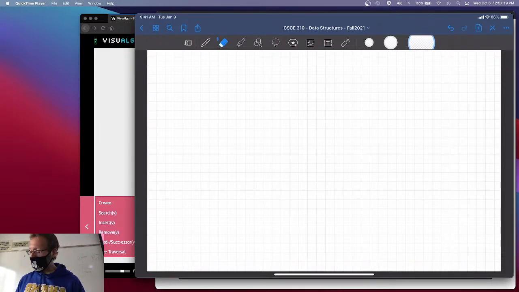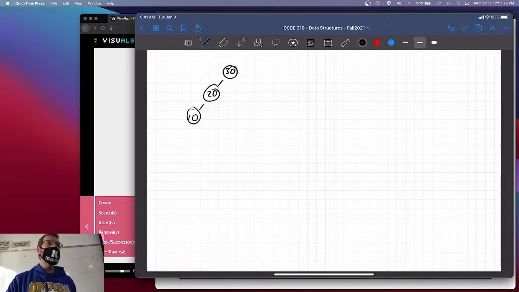Let's take a look at just 2 examples here. If I had 30, 20, and 10, how do I know that I need to do a rotation other than looking at the picture? What are the balance factors here? The balance factor on 10 is, of course, 0 because it is a leaf. What about the balance factor at 20? Is it unbalanced at 20? It's going to be 0 minus -1. So it's just 1.